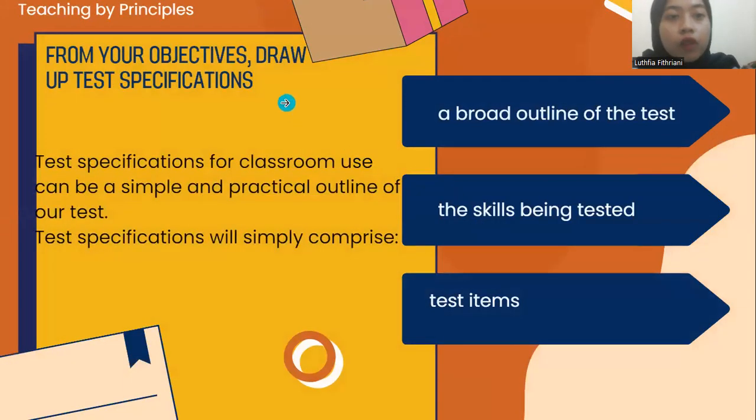Second is, from your objectives, draw up test specifications. The specification for classroom use can be a simple and practical outline of our task. A specification will simply comprise three things. The first is a broad outline of the test, the second is the skill being tested, and the third is test items.